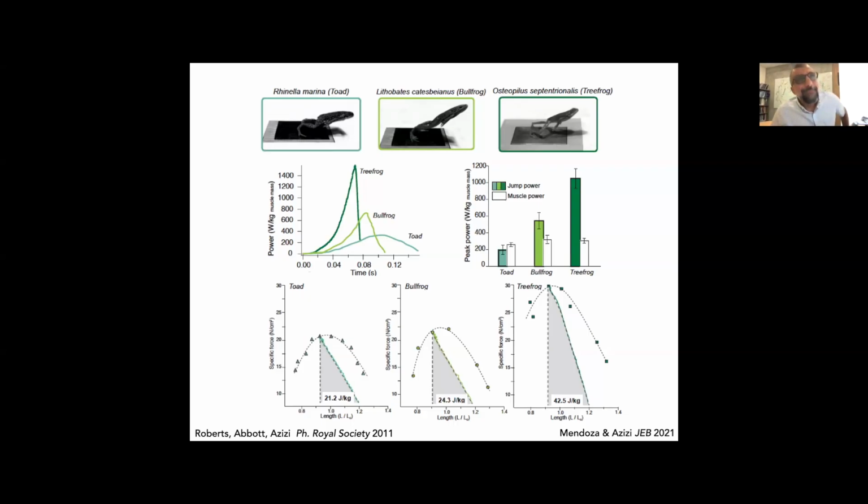Kisa? Yeah, so I guess my question is, how did you estimate the peak power of the muscles? And was that like the isotonic peak power?